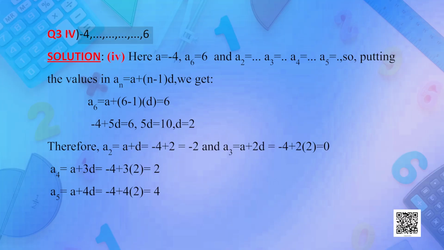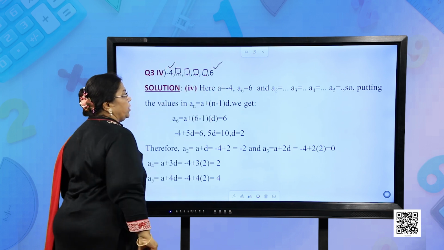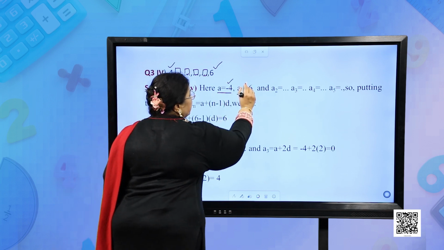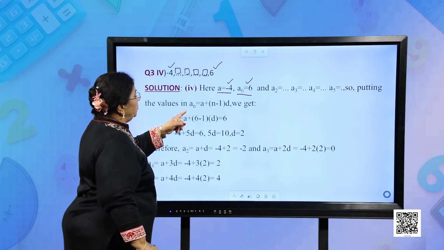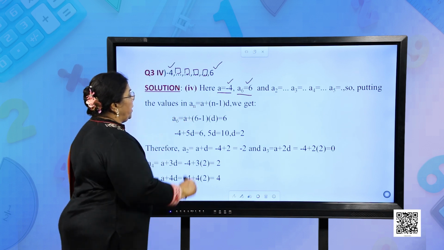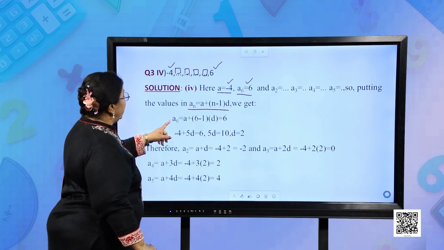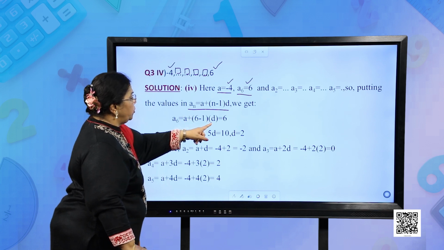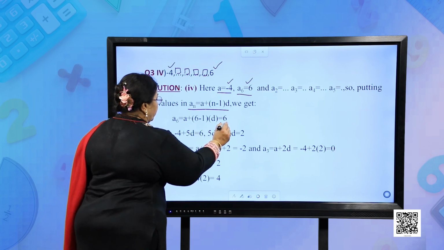Here we have 4 and we have 4 boxes here. First term is given to us and sixth term is given to us. What is A? It is minus 4 and A6 is 6. Alright. And on putting the values in An is equal to A plus n minus 1 into D, this is our nth term, we get A6 is equal to A plus 6 minus 1 into D, that is equal to 6. That means A plus 5D is equal to 6.